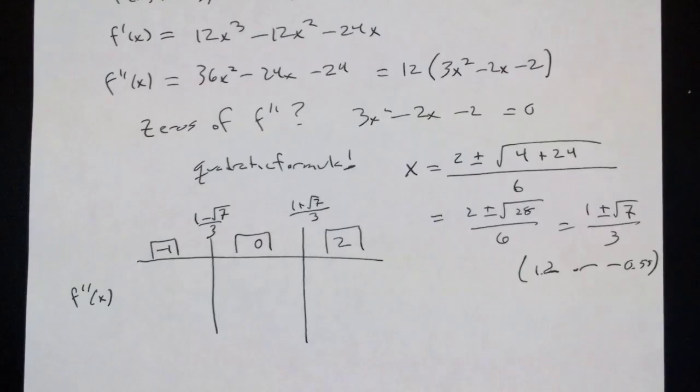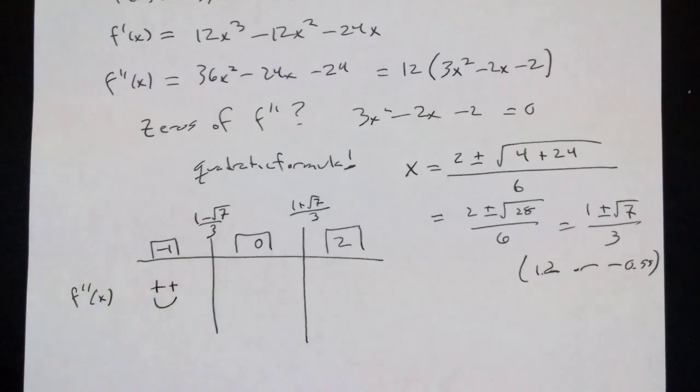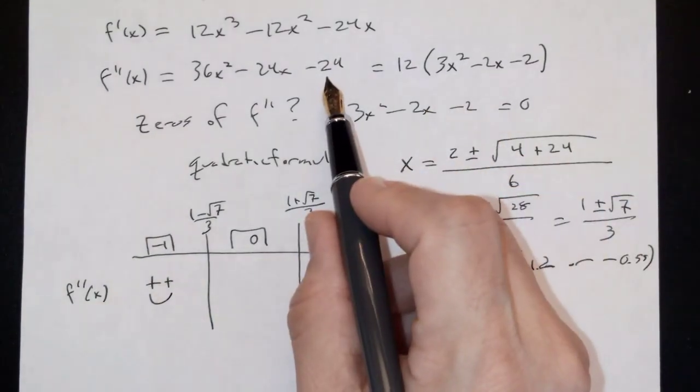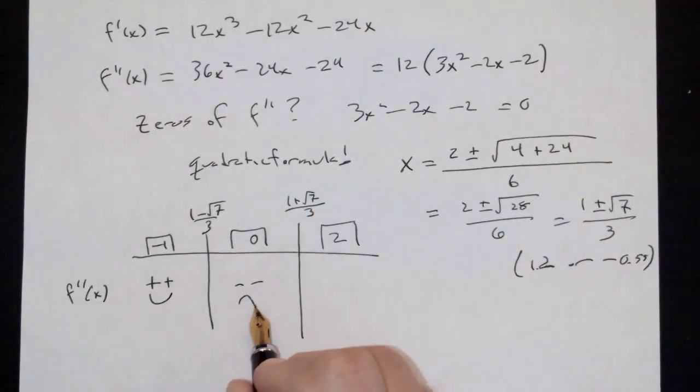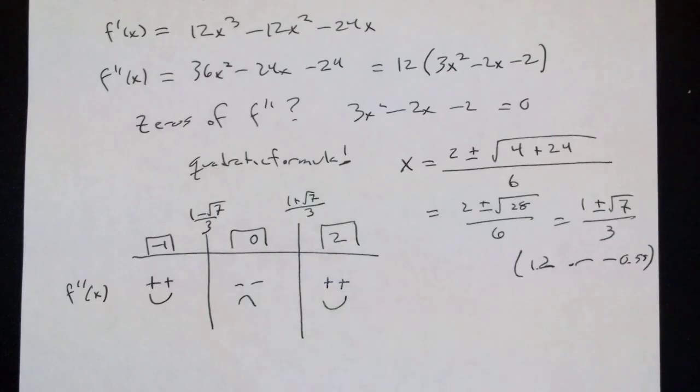When I put in negative 1, I get a positive result. If my second root is positive, I'm concave up there. When I put in 0, I get negative 24. That is a negative result. I'm concave down there. When I put in 2, I get a positive result. So we do have points of inflection.